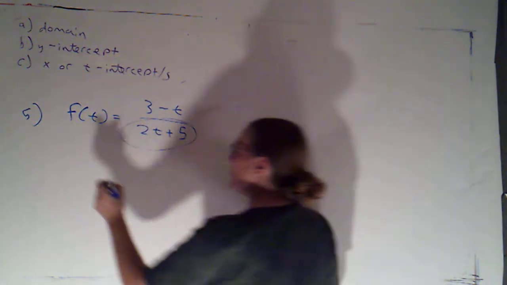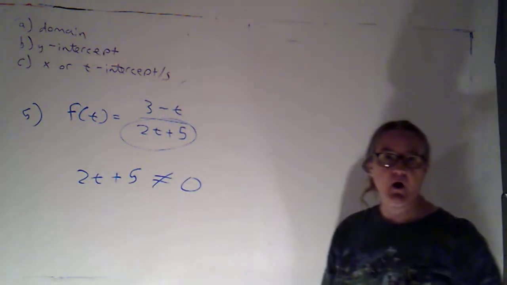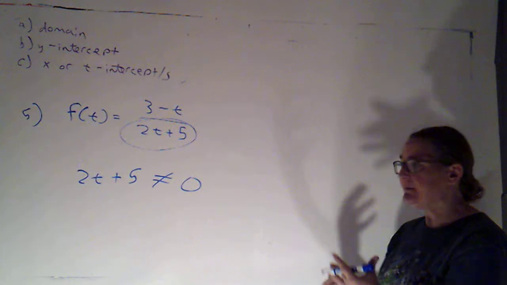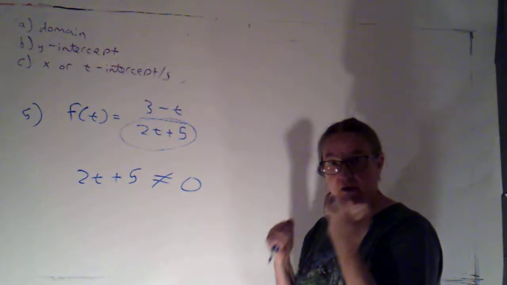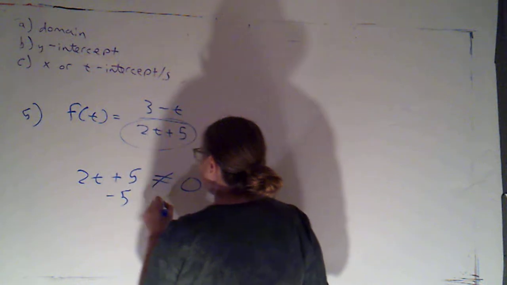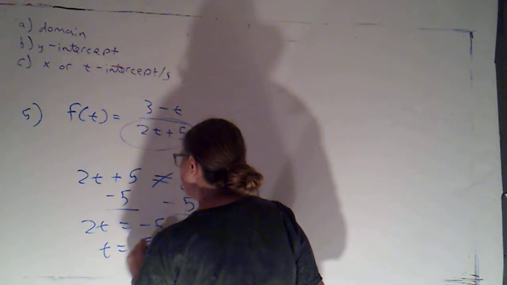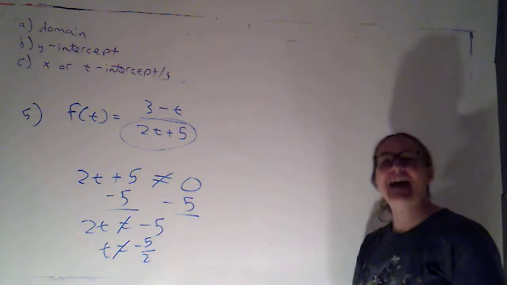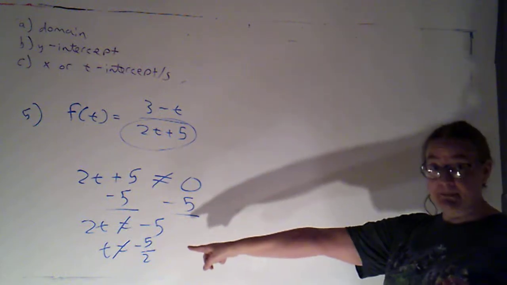So when I'm finding the domain, 2t plus 5 cannot equal 0. Some people write that it equals 0, solve that, and then say t can be everything except the solution. I like to actually write in that it's not equal to that. So that's reminding me that that's the one thing that it can't be. All right, so I'm going to solve for t. So we'll get 2t would not equal negative 5. So t would not equal negative 5 halves. So the domain is all real numbers except for that.